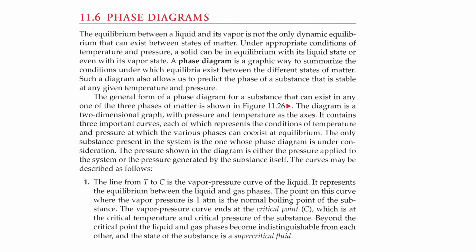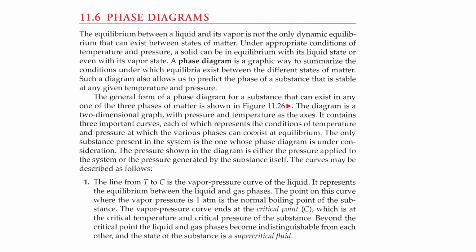Section 11.6, Phase Diagrams. The equilibrium between a liquid and its vapor is not the only dynamic equilibrium that can exist between states of matter. Under appropriate conditions of temperature and pressure, a solid can be in equilibrium with its liquid state or even with its vapor state. A phase diagram is a graphic way to summarize the conditions under which equilibrium exists between the different states of matter. Such a diagram also allows us to predict the phase of a substance that is stable at any given temperature and pressure.